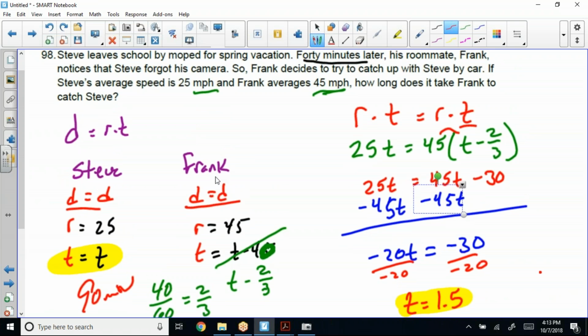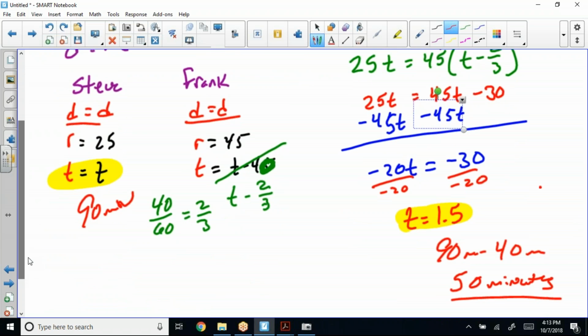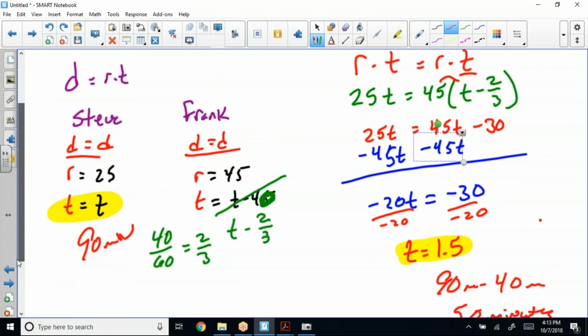How long does it take Frank to catch Steve? It takes him 50 minutes, or 50 divided by 60, which would be 0.833, which would be 5/6 of an hour, or 0.83 of an hour, but 50 minutes is probably what it's going to be. So let's go see how we did. That's 98.